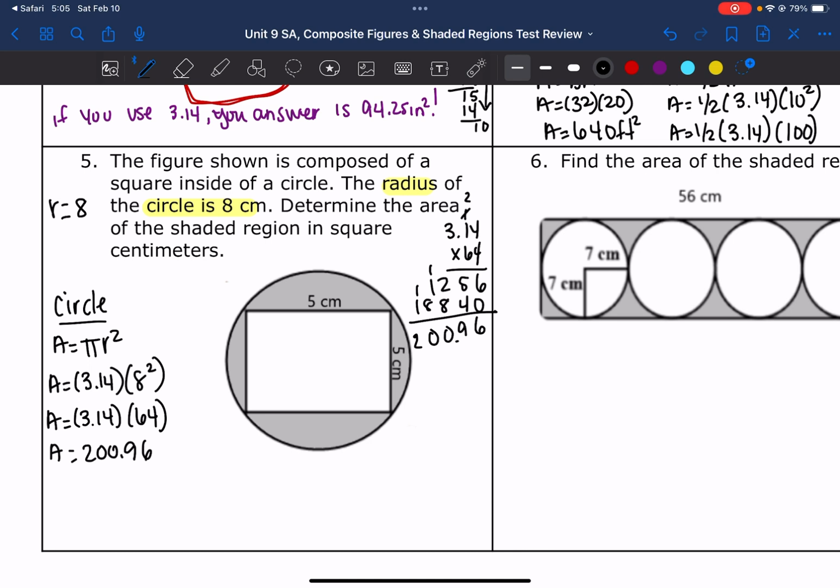And I believe I talked about this in class, but here you get 192 if you only use 3. So your answer would be a little bit higher than this, right? Okay, so then let's look at the rectangle.